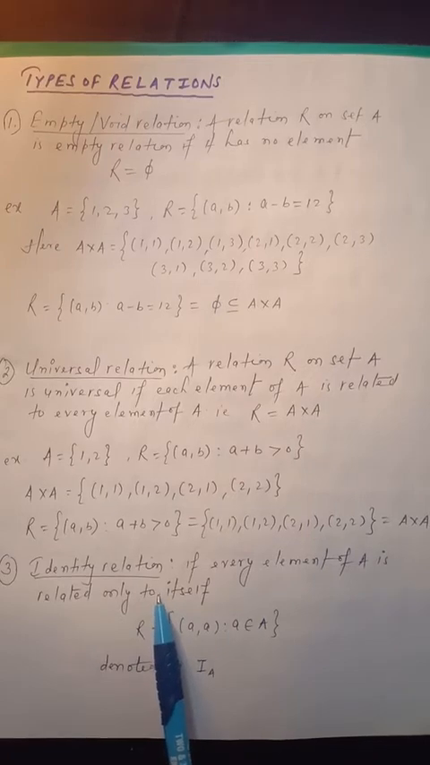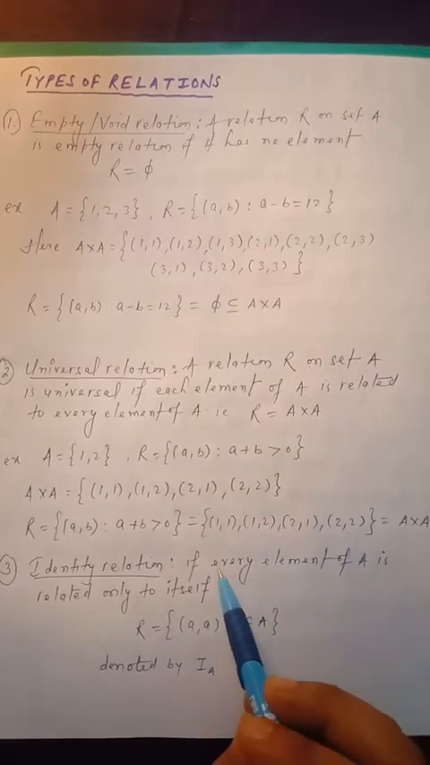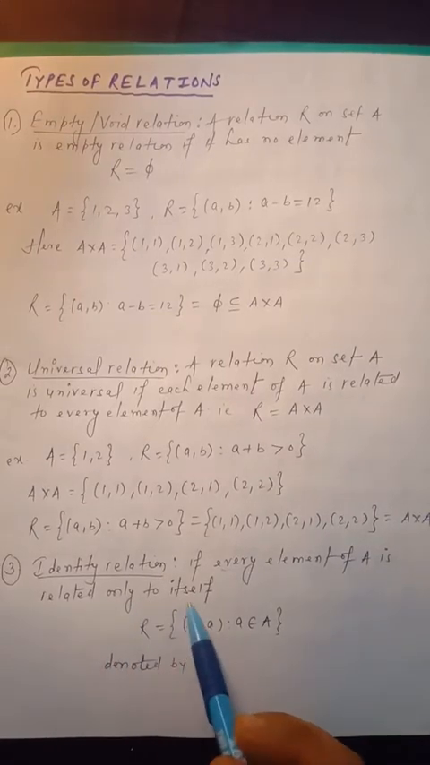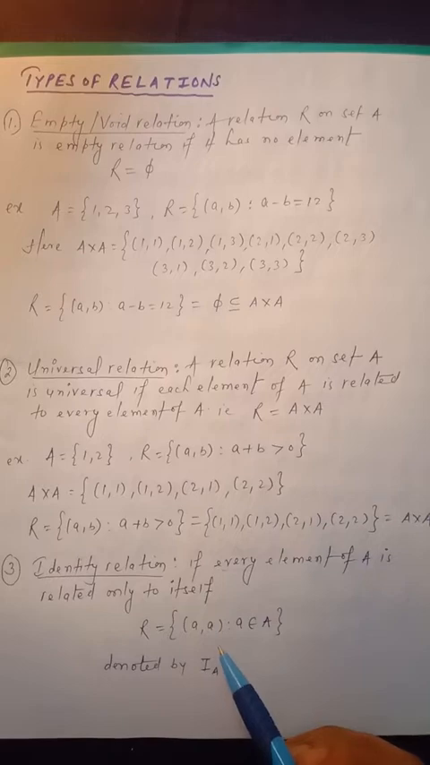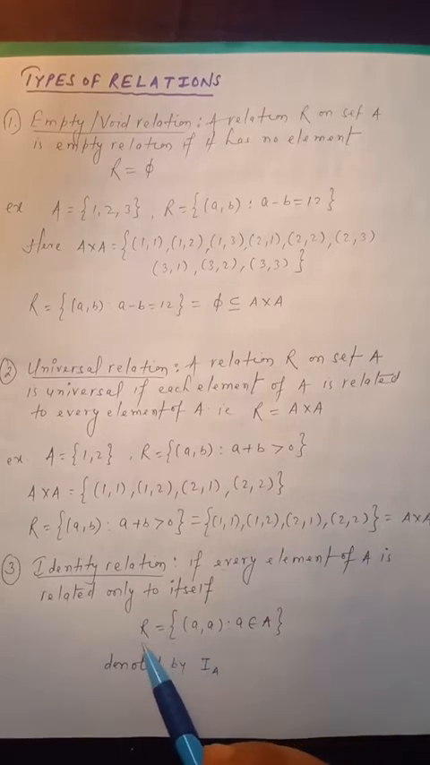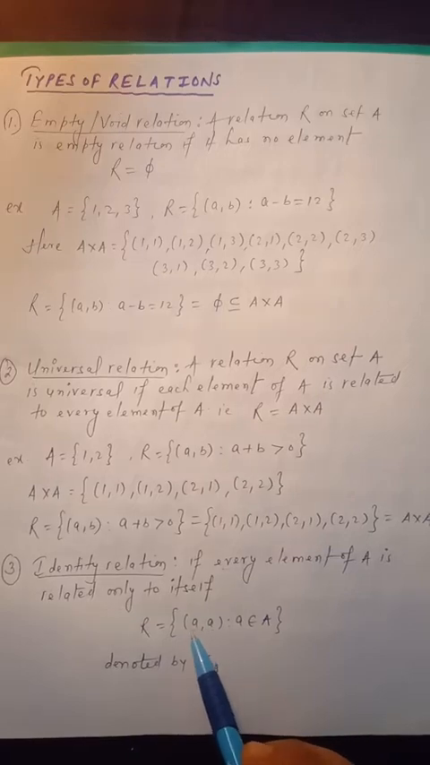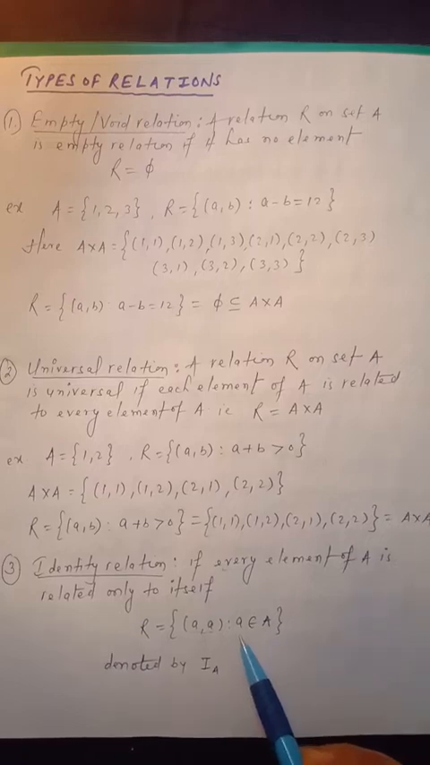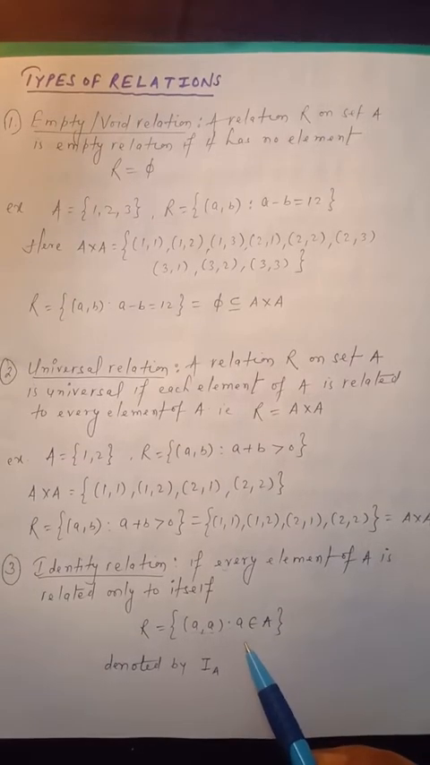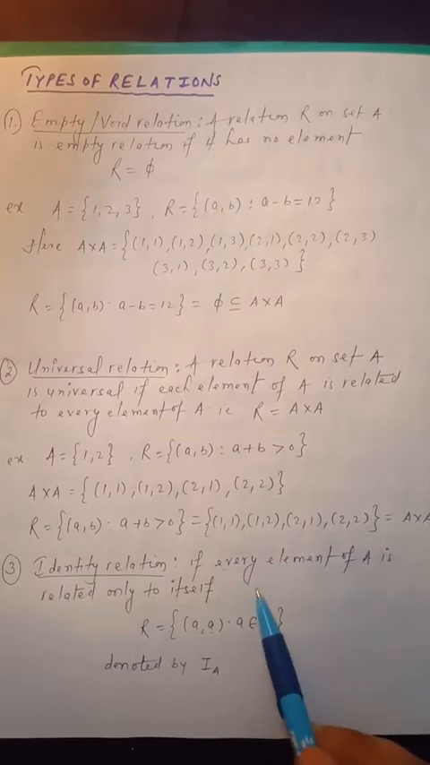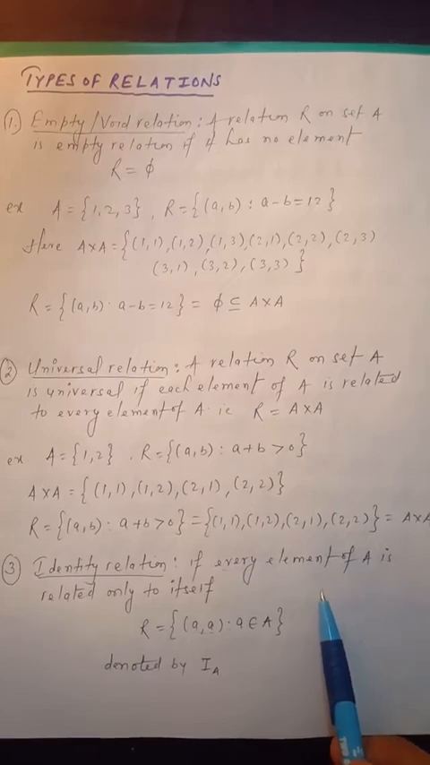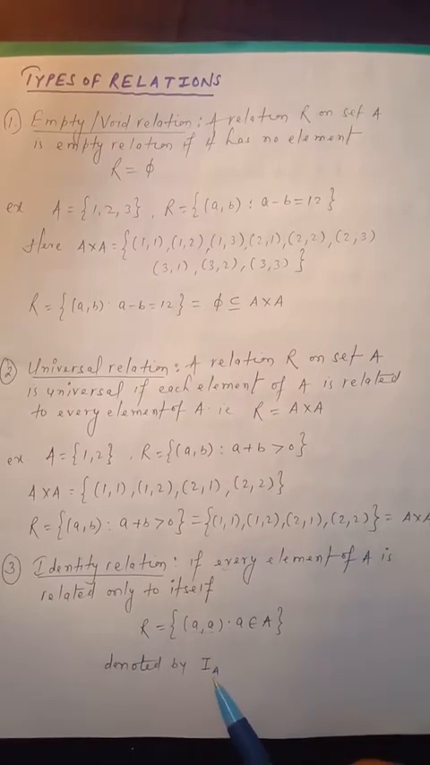And here a relation on set A is an identity relation if, please note, every element of A is related only to itself. What does it mean? It means if a relation is represented by (a, a) such that a belongs to set A, then it is an identity relation. It means for an identity relation, every element of set A must be related to itself only, not with the other elements.